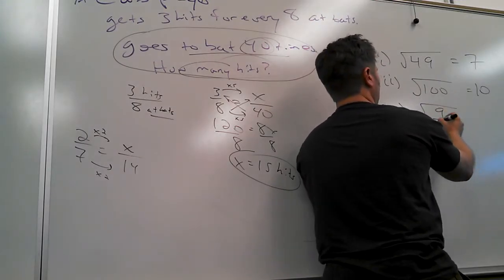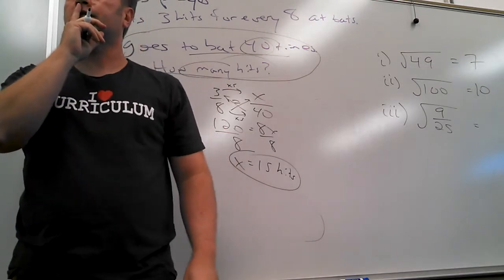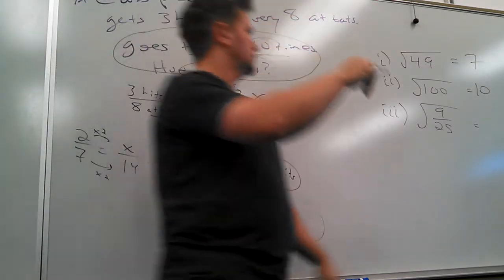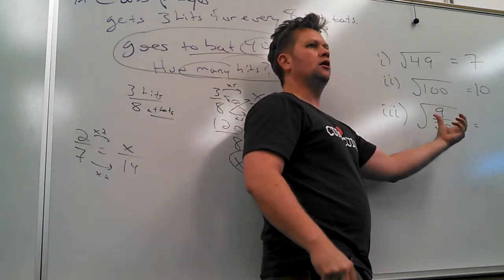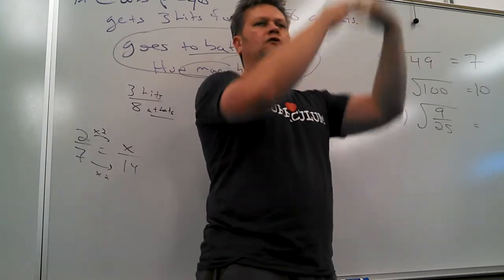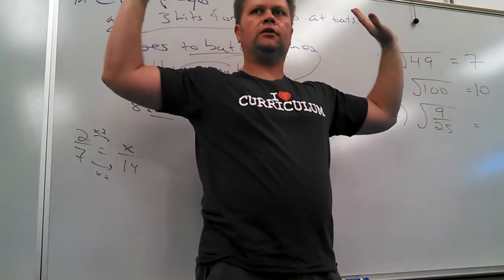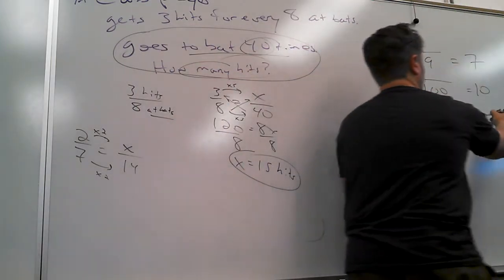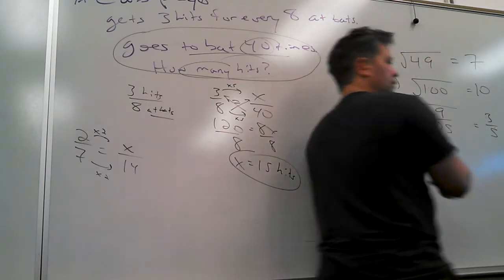So what about 9 over 25? 3 over 5. It's almost too easy. 3 over 5? Yes, exactly. Because don't think that it's going to be harder just because it's a fraction. What's 3/5 times 3/5? 9 over 25. So you can treat top and bottom separately. What does it take 2 of to make 9? 3. Over 5. 2 5s make 25. There you go.